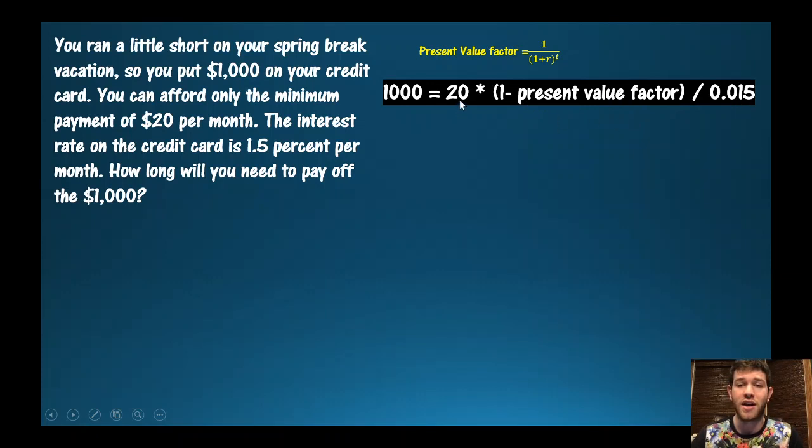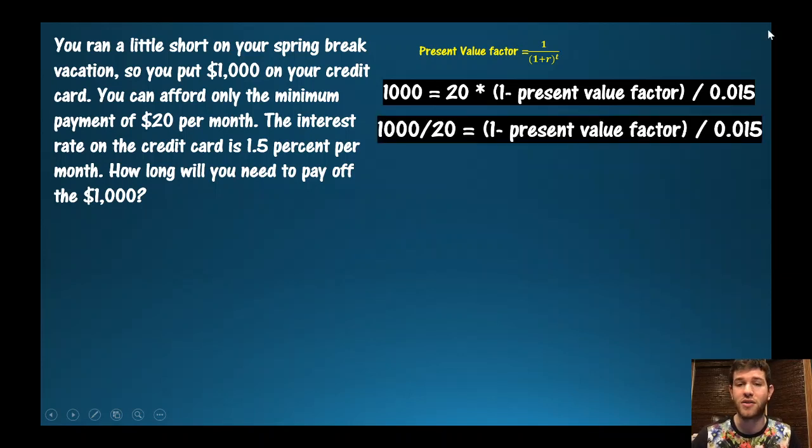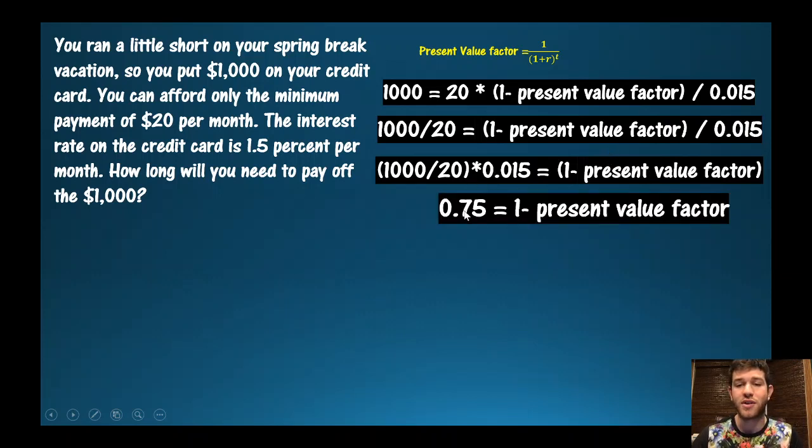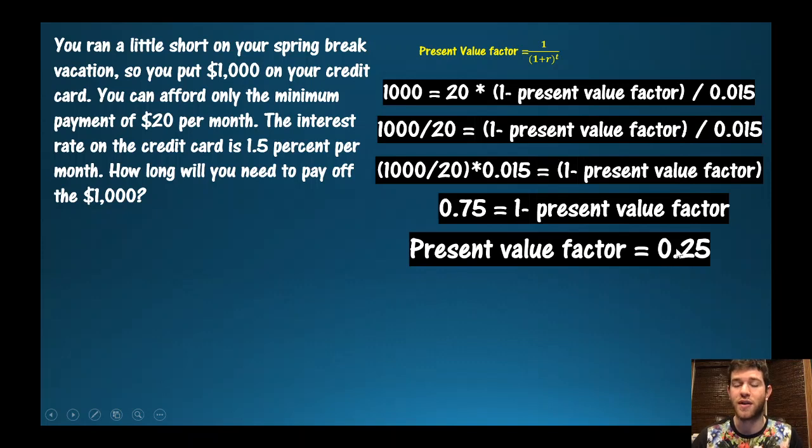We'll start by dividing out the 20 on both sides, and then we're going to multiply out this 0.015. So we clear that to get 1 minus the present value factor alone. Now we solve this formula, and we get 0.75 equals 1 minus the present value factor, which means if we solve this, the present value factor is equal to 0.25.